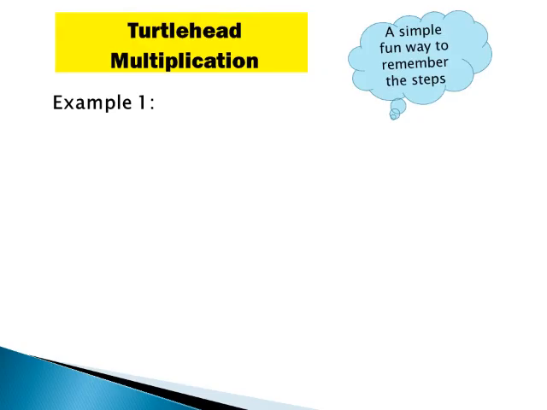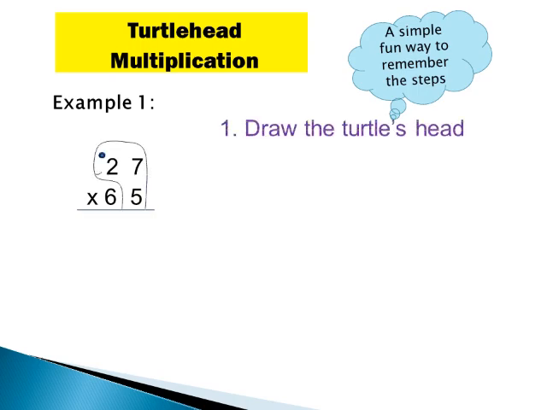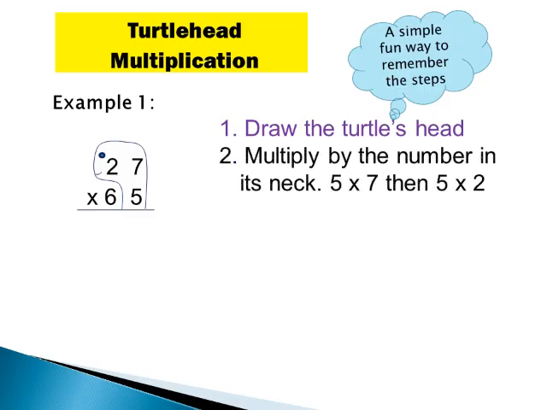Turtlehead multiplication is a simple, fun way to multiply by a two-digit number. This method makes multiplying larger numbers simple. Let's multiply 27 times 65. First draw the turtle's head. Multiply by the number in its neck, 5. 5 times 7 equals 35. So we write 5 down and carry the 3 to the next column. 5 times 2 equals 10 and 10 plus 3 equals 13.